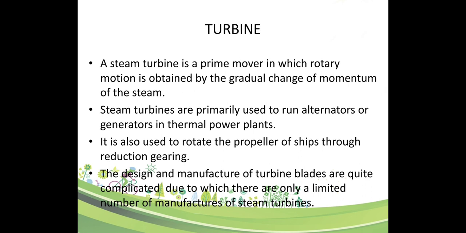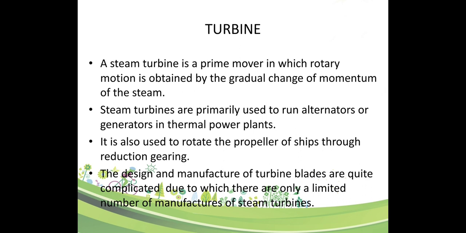Turbine. A steam turbine is a prime mover in which the rotary motion is obtained by the gradual change of momentum of the steam. Then only is it possible to turn the turbine blade in the radial direction. Steam turbine is primarily used to run the alternator or generator in a thermal power plant.